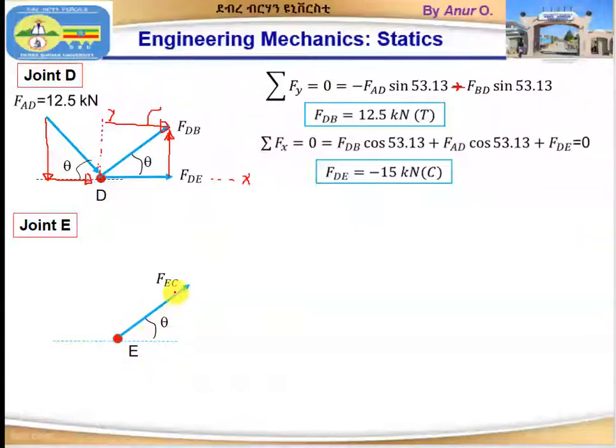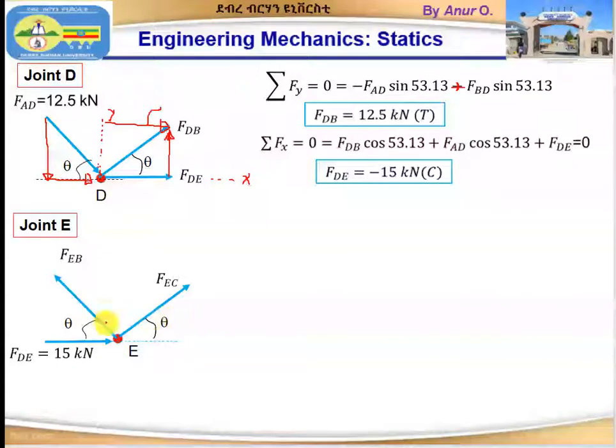Draw a free body diagram. Therefore, this is FEC, going to joint C. This is FEB, a force going to joint B. And this is FDE, which was already calculated as negative 15 kilonewtons. So I have to take the sign, compression, into account at the joint.